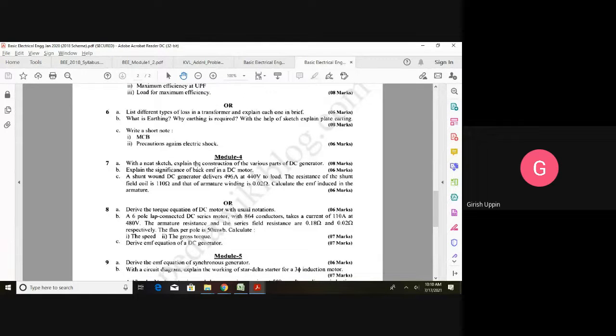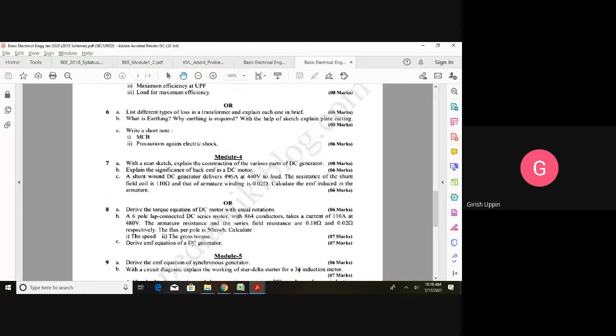With a neat sketch, explain the construction of various parts of DC generator. So this is the construction. Explain the significance of the back EMF in DC motor. Then this is the problem. Derive the torque equation of a DC motor with usual notation. Then we have, this is a problem.